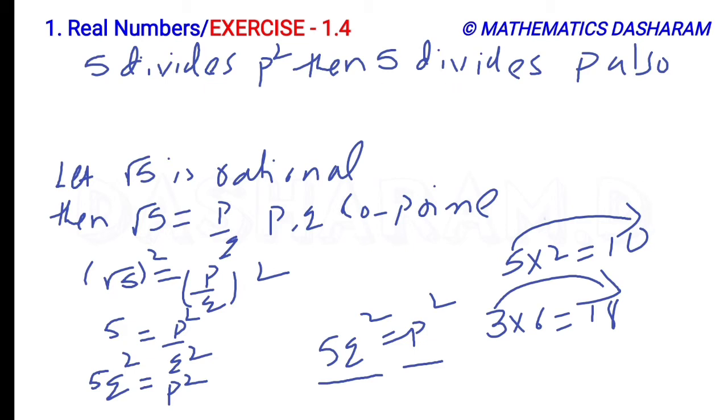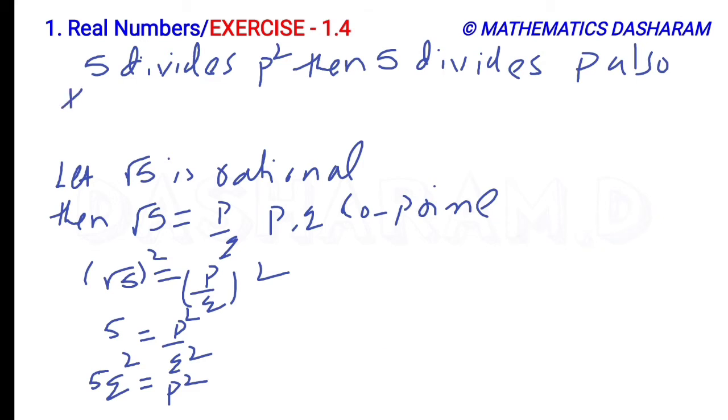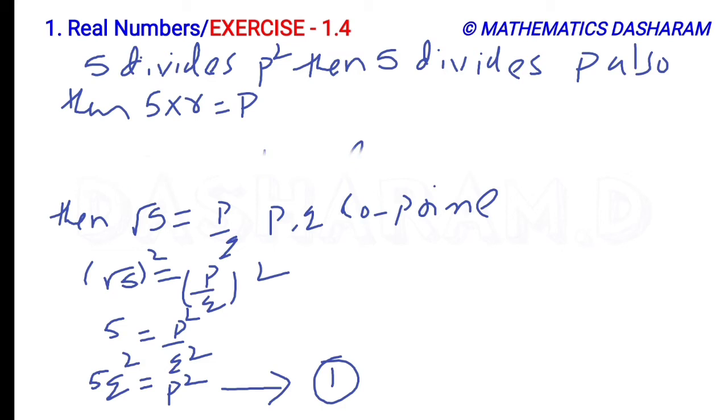If 5 divides p, then we can write 5 into some new number r equals p. Because here 5 into q² equals p², we are saying 5 divides p². In the same way, if 5 divides p, then 5 into some other new number, 5 into r, equals p. So substitute this value in equation 1. Equation 1 implies 5q² equals p².